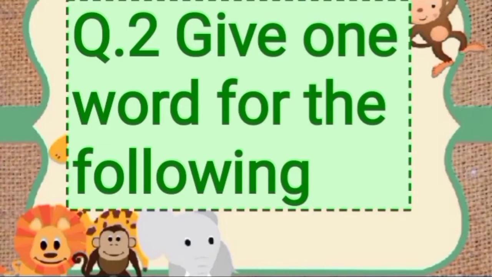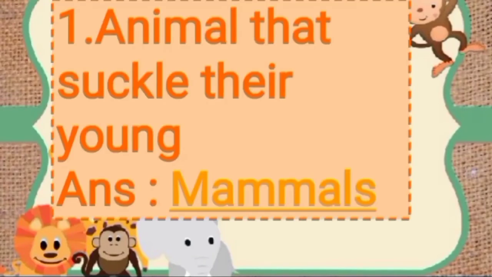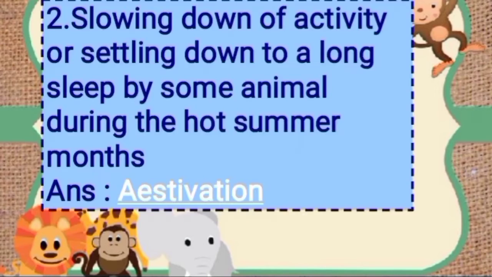So let's revise. Question 2. Give one word for the following. First, animal that suckle their young. Answer, mammals. So here suckle means to allow to suck milk.